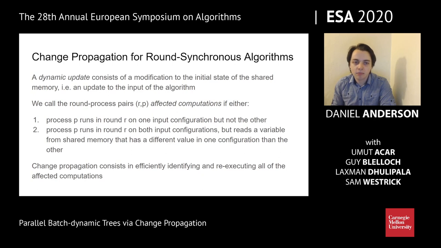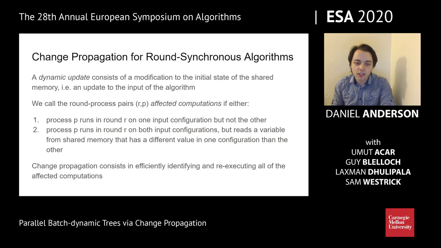A dynamic update then consists of changing something in the initial state of the global shared memory, i.e. it's updating the input to the algorithm. We then call the round process pairs affected computations if either that process runs in that round in one of the input configurations but not the other, which would happen if the process decides to retire at a different time in the two different configurations, or if a process runs in both rounds and both input configurations, but it reads some variable that has a different value than it had in the other invocation.